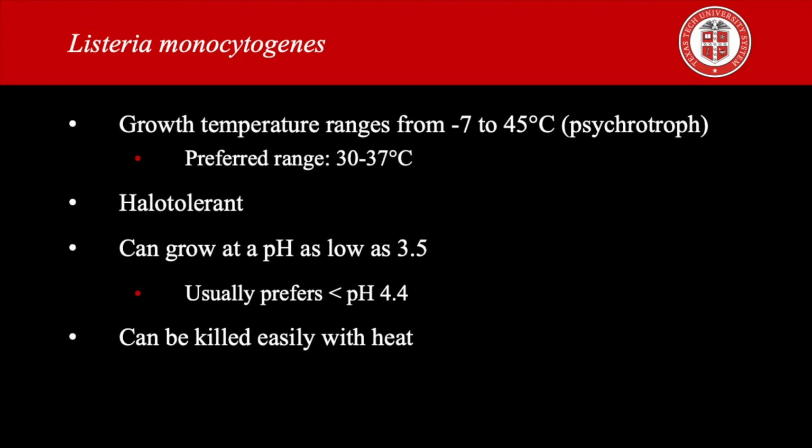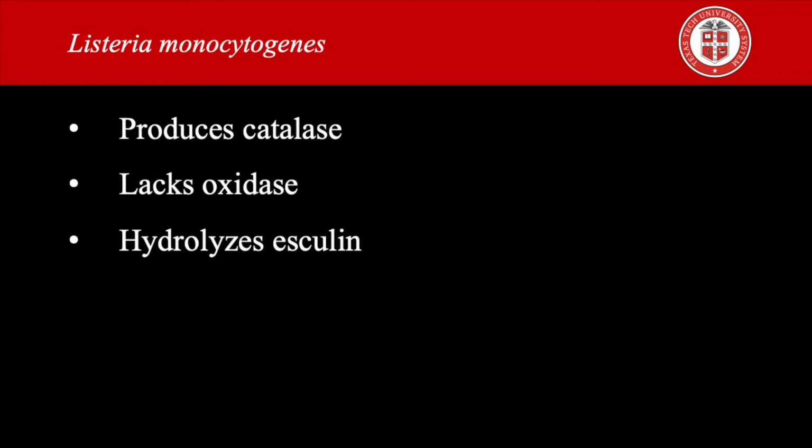While Listeria monocytogenes is especially good at tolerating various environments, it can easily be killed with the recommended USDA cooking temperatures. Some things that help make Listeria stand out is that it produces catalase, lacks oxidase, and will hydrolyze esculin.